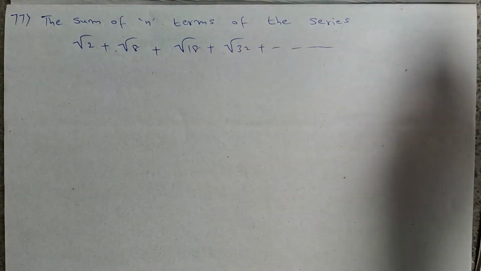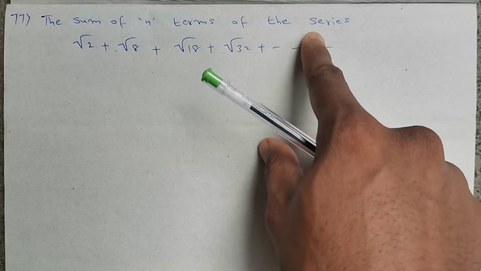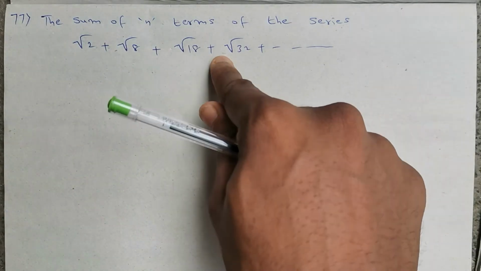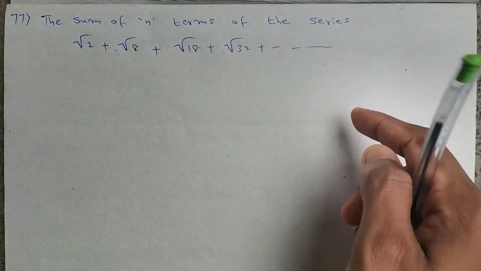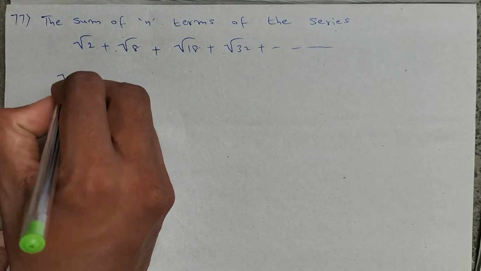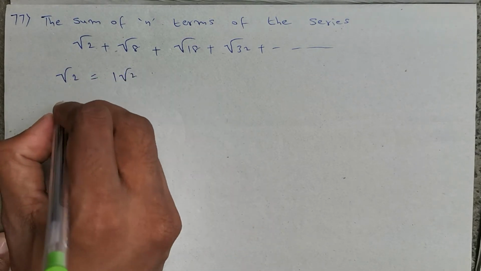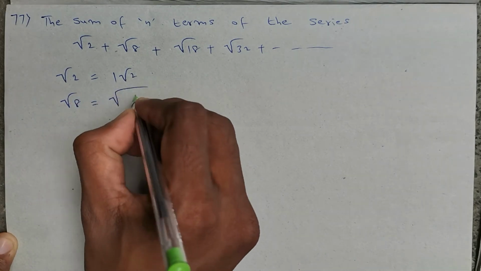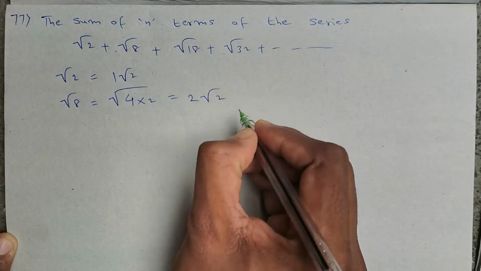Okay, the next question is, the sum of n terms of the series root 2 plus root 8 plus root 18 plus root 32 plus and so on. So first term root 2 is there. I am writing this root 2 as 1 root 2. Next term root 8 is there, so that root 8 can be written as root 4 into 2. So root 4 is 2, root 2 as it is, again 2 root 2.